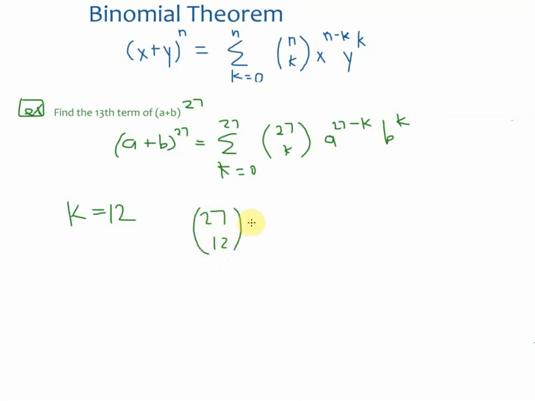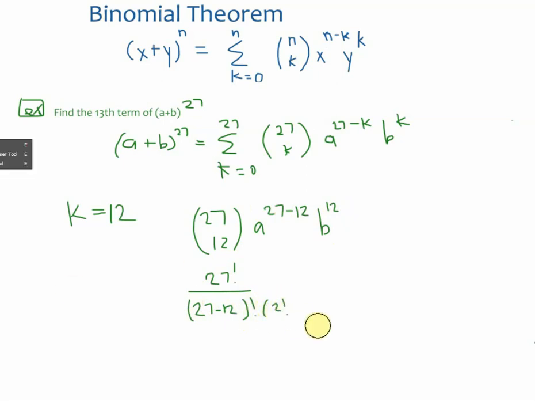So 27 taken 12 at a time, a to the 27 minus 12, and b to the 12. Okay, now we calculate this all out. So this would be 27 factorial over 27 minus 12 factorial divided by 12 factorial.